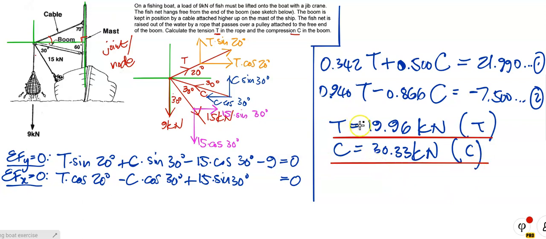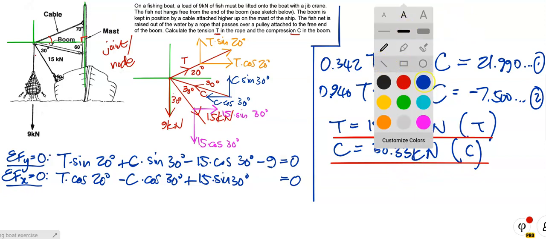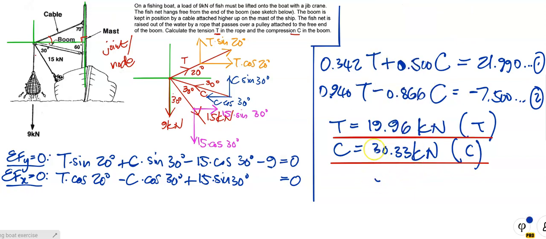Right, I've called the T in the cable as tension, so T is in tension, so the tension in the cable T is 19.96 kilonewtons, and the force in the boom is 30.33 kilonewtons. Let me just change this quickly here. And it's in compression. People, that answers the question there. Okay. So you can see it's fairly involved. Okay. You need to get all of this correct here.